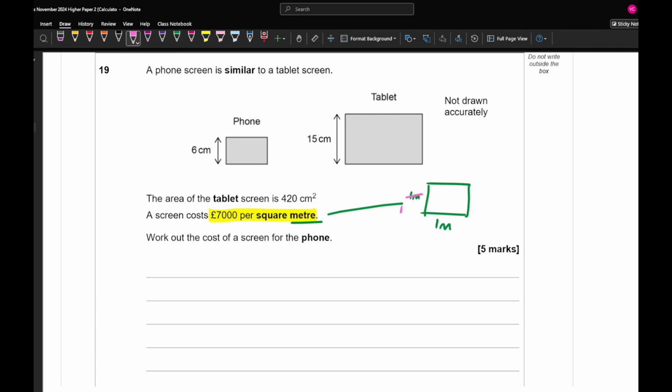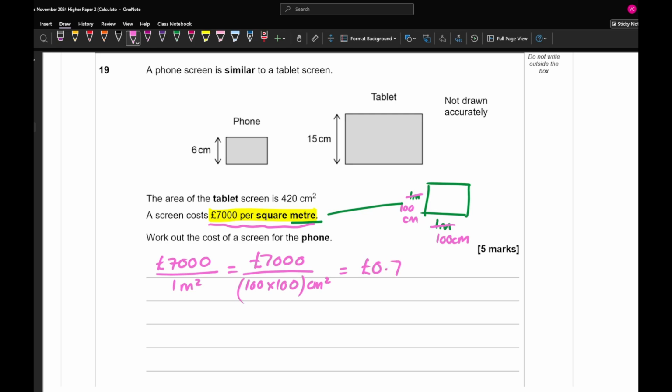So 1 meter is the same as 100 centimeters, and this would also be 100 centimeters. Now, looking at this line here, I've got £7,000 per 1 square meter, and that's going to equal £7,000 divided by 100 times 100 centimeters squared. Now, working that out and doing 7,000 divided by 100 times 100 gives me an answer of 0.70, which is the price per square centimeter.